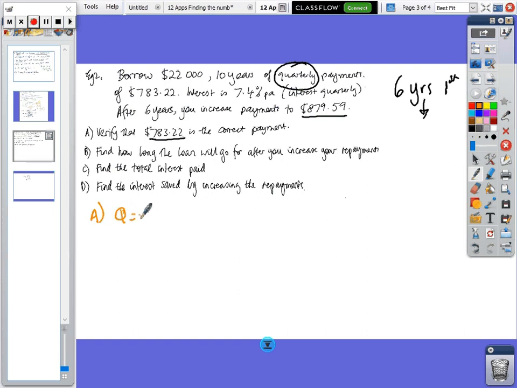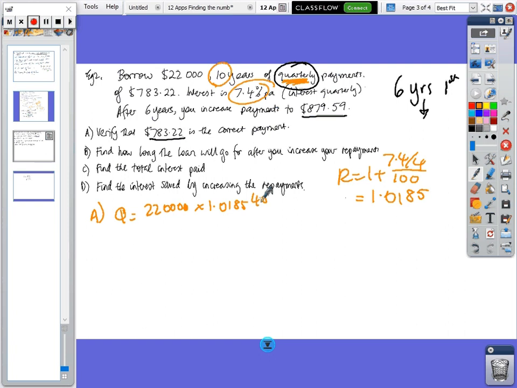So we've got Q equals 22,000 times. Now we haven't worked out R, R equals 1 plus interest, which is 7.4. Now we're making quarterly payments, so we divide by 4 and then divide by 100. So the R value, according to my calculator, is 1.0185. So we've got the formula P times R, 1.0185. Now, how many payments? Okay, I've got 10 years, quarterly payments, so we've got 40 payments.